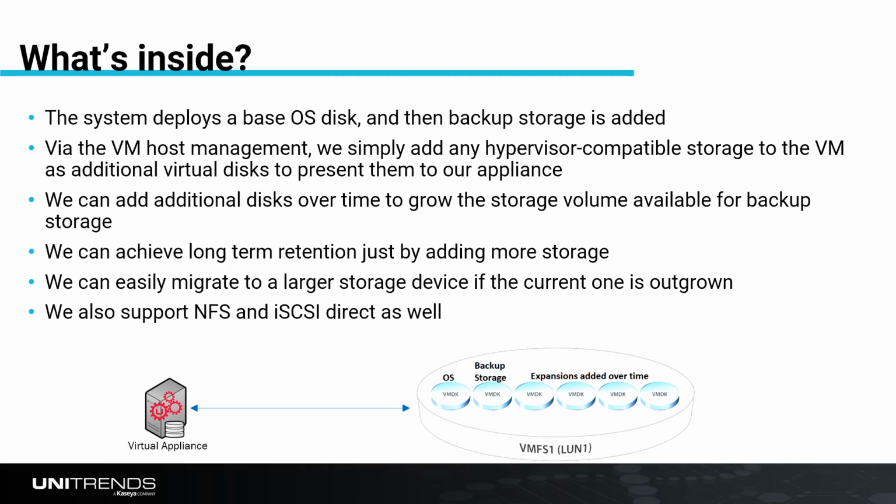Now, again, once inside here, we have the base OS disk of 100 gigs, and then we add additional backup storage. Via the VM host management, we can use any hypervisor-compatible storage to add additional storage to our virtual machine. And we can add additional disks to grow that volume over time as you need to grow additional storage. This means that if you need more retention, we just add more storage to the appliance. If you add more systems, we just add more storage to the appliance. And we can always outgrow that or migrate it to another location if we ever outgrow that location, since it's all VM storage. Though we can support NFS and iSCSI Direct to our appliance, though this typically is not the preferred method.